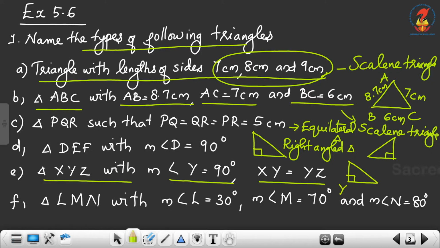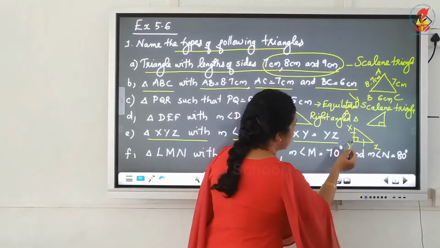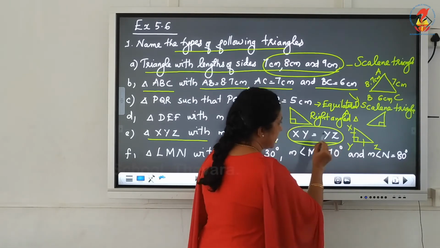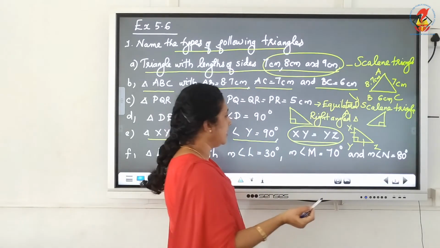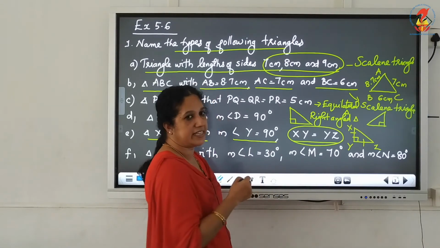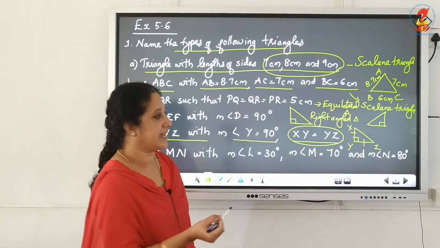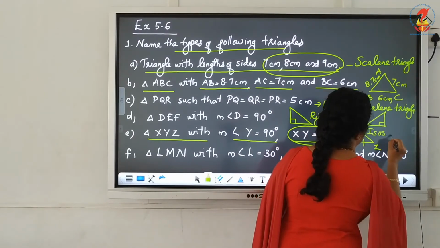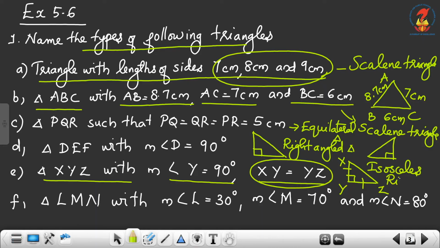Angle Y 90 degree, XY, YZ. So, XY is equal to YZ. This marking indicates that these two sides are of same length. XY equal to YZ, therefore, we can say that it is an isosceles triangle and one angle is 90 degree. Therefore, the name of the triangle is isosceles right angled.